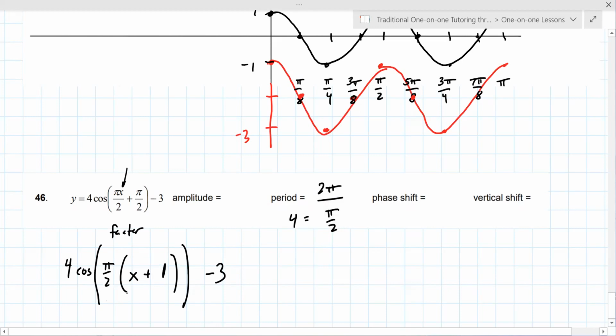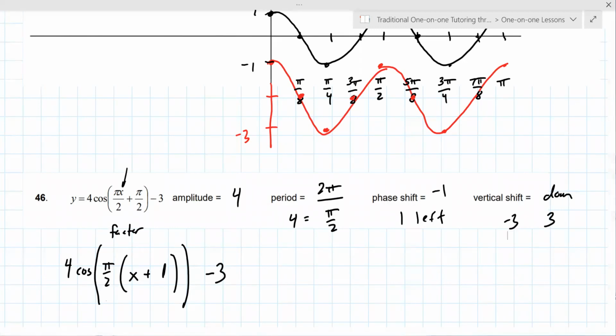Your phase shift, that's why you do this factored form here, because your phase shift is 1 left, or -1. And you can see that right there. Amplitude is 4, and your vertical shift is down 3 or -3, whatever you prefer on that one.